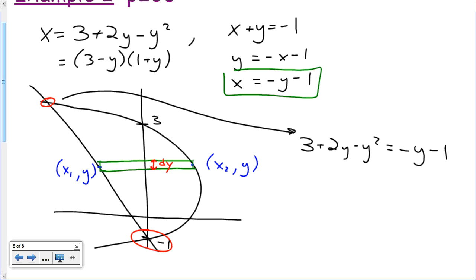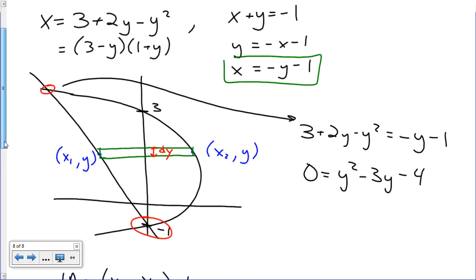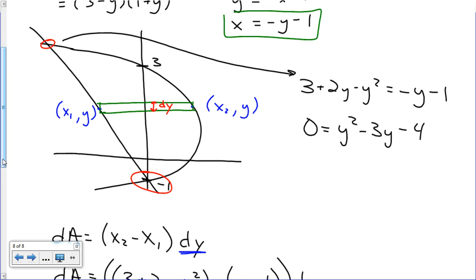I'm going to get everything over on one side here for us. So let's move everything to the right, I guess. So we'll end up with a positive y squared. We'll subtract 2y to give us a -3y. We'll subtract 3 to get a -4. And again, you've got several options at this point. Use quadratic formula. You can use solver. I think this factors nicely, so I'm going to go ahead and just factor this, but use whatever technique you're comfortable with. So it looks like this factors into y minus 4 and y plus 1.